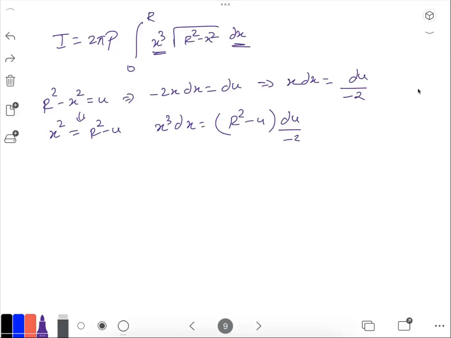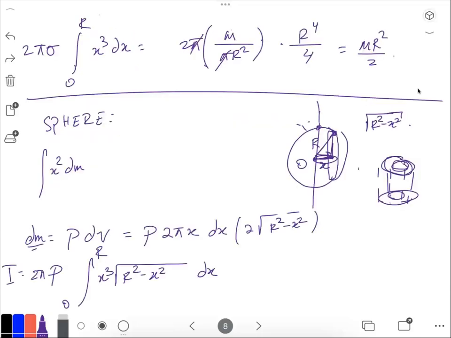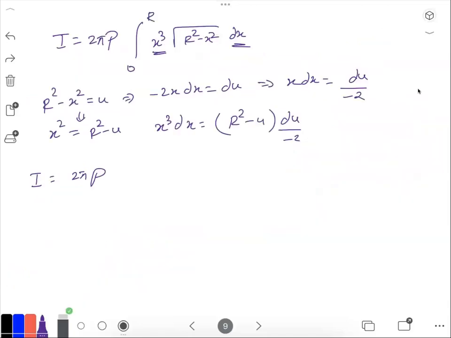Great. So now all we actually need to do is find the integral, which is 2 pi rho. Then I think I'm missing something actually. Yeah, there's a 2 here, there's a 2 here. So it should actually be 4 out in the front. Now for the integral, let's change our bounds. We see that r squared minus x squared is u. So on the bottom, we're going to have r squared. And at the top, we're going to have r squared minus r squared, so 0.